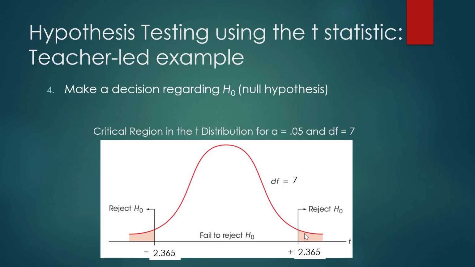So next we need to make a decision regarding the null hypothesis. So remember we said for an alpha of 0.05, degrees of freedom of 7, using that new table, that our critical boundaries were plus and minus 2.365, giving us 0.025 in this tail probability and a probability of 0.025 in this tail. So now my calculated t was 2.54.